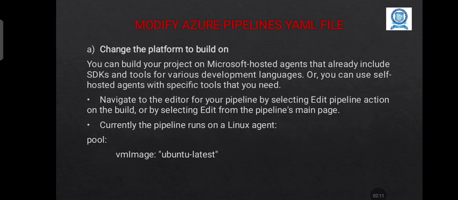We can change the platform to build on. You can build your project on Microsoft hosted agents that already include SDKs and tools for various development languages, or you can use self-hosted agents with specific tools that you need. Navigate to the editor for your pipeline by selecting the Edit Pipeline action on the build or by selecting Edit from the pipeline's main page. Here, currently in our example pipeline, the pipeline runs on a Linux agent.